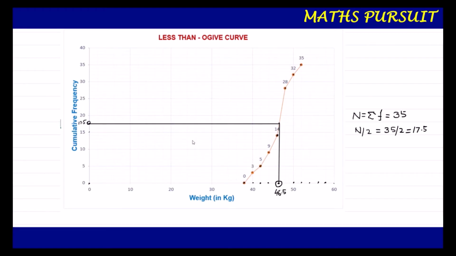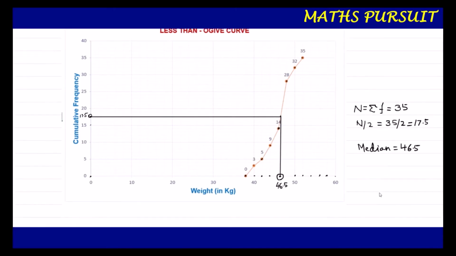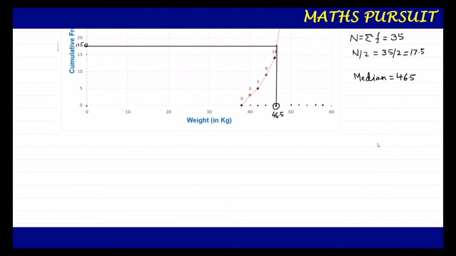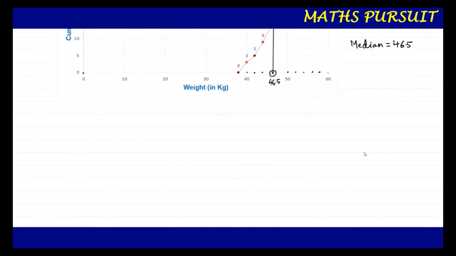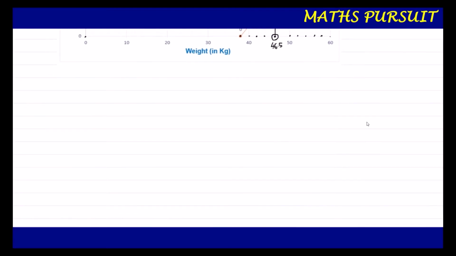Now guys, we found out the median. How much did we find? We found out the median is 46.5. Median is equal to 46.5. Now, after finding out the median is 46.5, we need to prove it using the median formula.